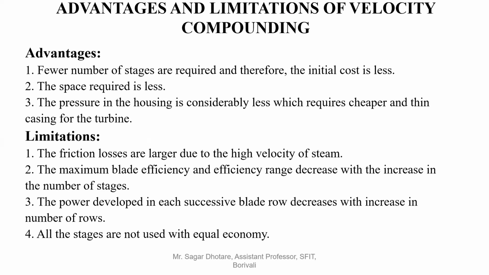What are the limitations? The friction losses are too much because of the high velocity of the steam. The efficiency decreases with increasing number of stages. The power developed in each successive blade row decreases with increasing number of rows, and all the stages are not used with equal economy because at each and every stage the velocity is getting dropped. So the efficiency of each stage is different, and the overall efficiency will depend on that.